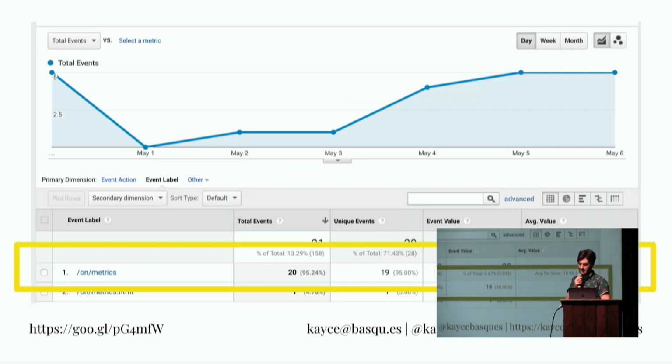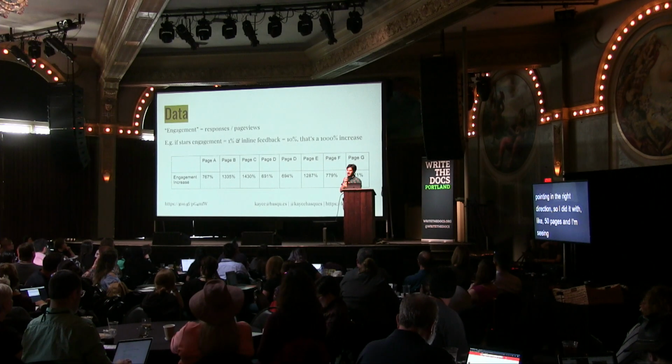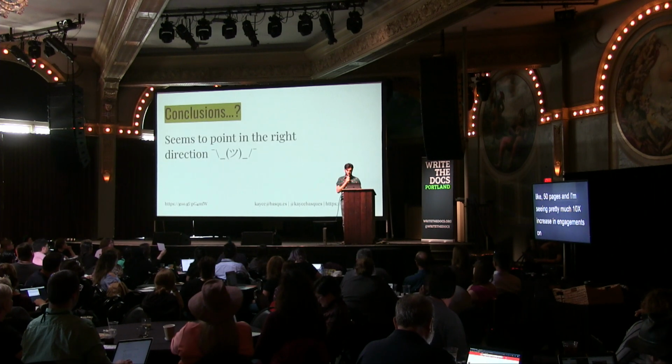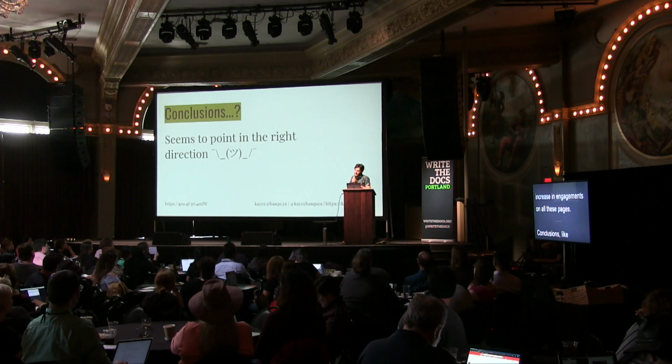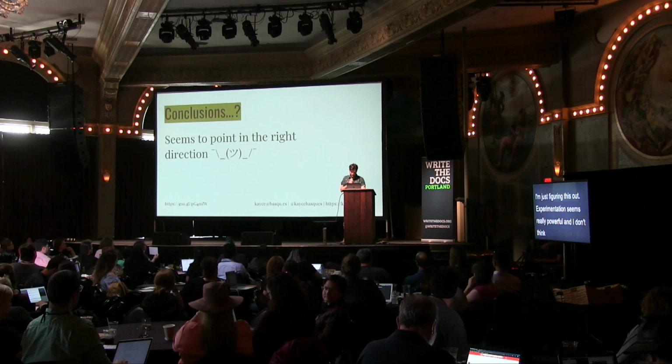And the results come out like this. I put it on my personal blog, and the unique events column tells me how many responses I got, and the value tells me how people responded. This is a scale from 0 to 1. The data looks to be pointing in the right direction. I did it with like 50 pages, and I'm seeing pretty much a 10x increase in engagement on all these pages. Conclusions, like I said, I'm just figuring this out. Maybe I'm doing it wrong, but experimentation seems really powerful, and I don't think that should stop me.